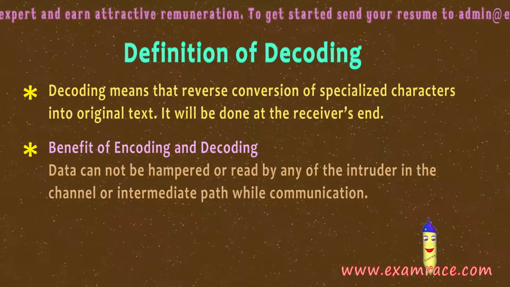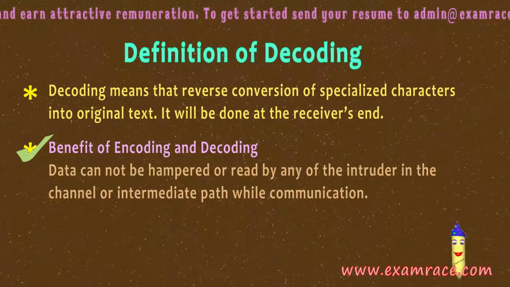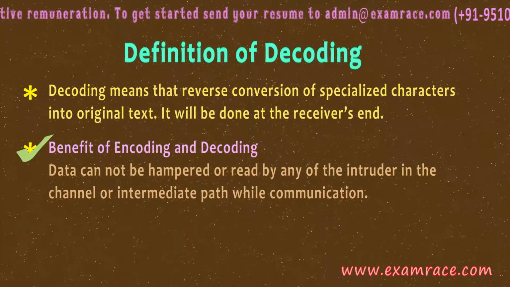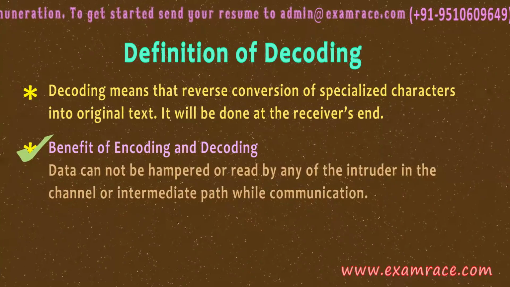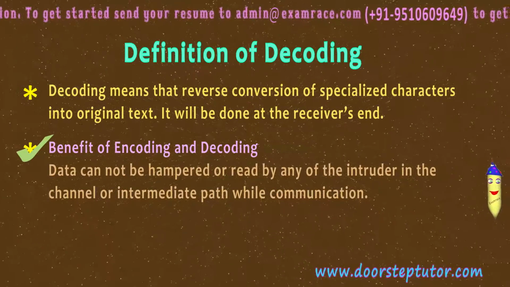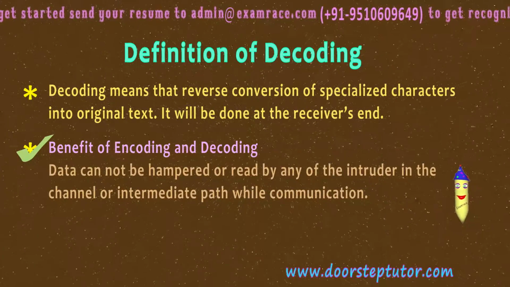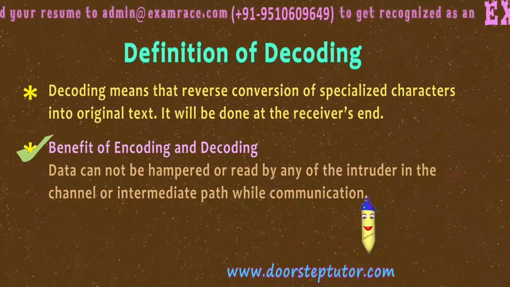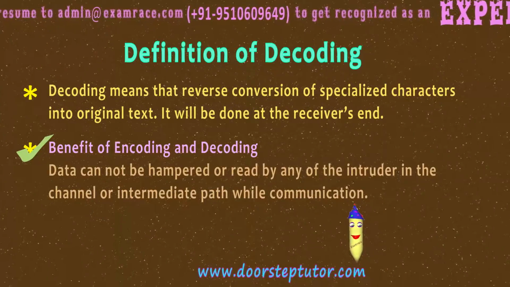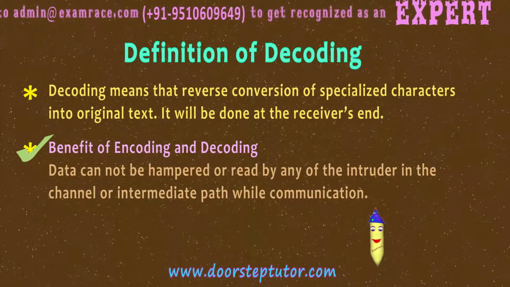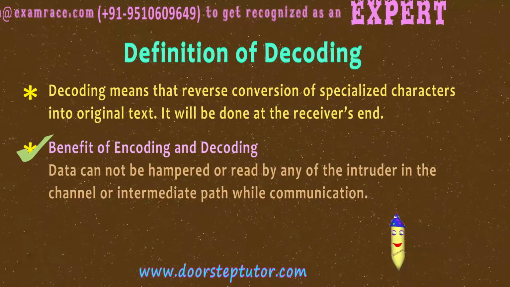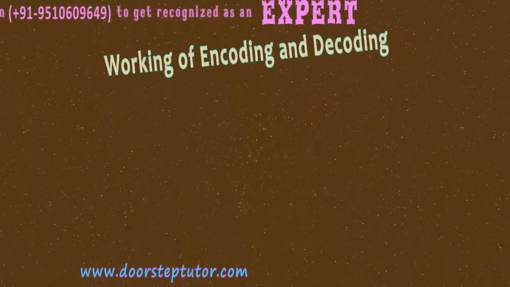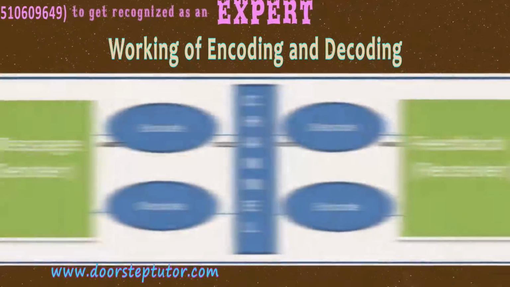Now, we come across what are the benefits of the encoding and decoding process. Data cannot be hampered or read by any intruder in the channel or intermediate path while communication. So this is the biggest advantage, that the intruder who is present in the channel or in the intermediate path, he or she or the device can't corrupt our data. It will be fully transferred to the receiver's end. Thus, this is the benefit of encoding and decoding. So let's move to the next slide, working of encoding and decoding.